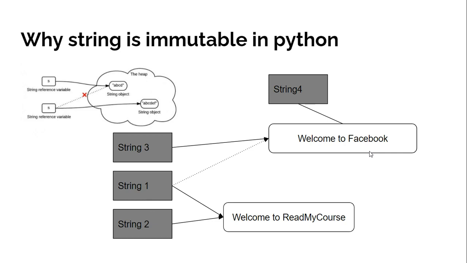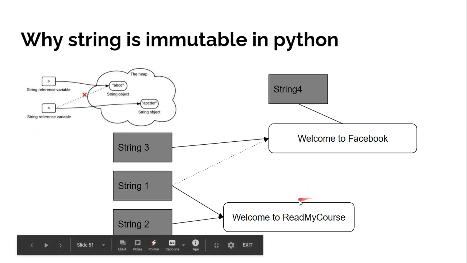Now if any variable tries to modify the characters in "welcome to Facebook", for example you want to capitalize the welcome, capital W, capital E, capital L, what will happen? All 1,000 variables are pointing to "welcome to Facebook". If one variable changed this value, then the value would change for all the variables. So that's why changing a string value is not allowed in Python.